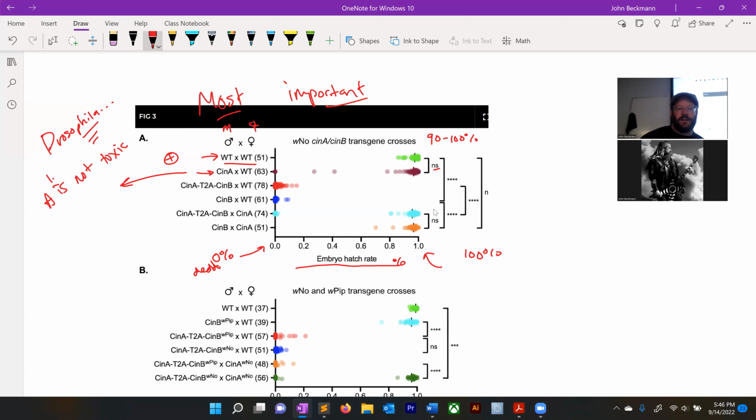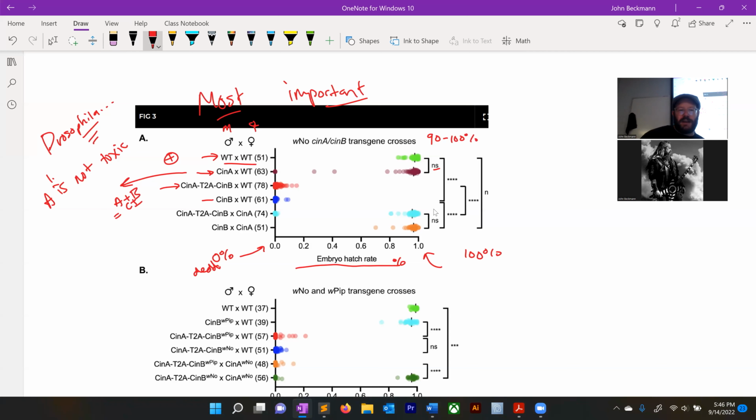Okay, good. This is when you put the two together. So there's syn A, don't worry about the T2A. So it's syn A plus syn B in a male, what's happening? They still die. It's almost complete CI, like complete CI. So if you have A plus B, that gives you complete CI.